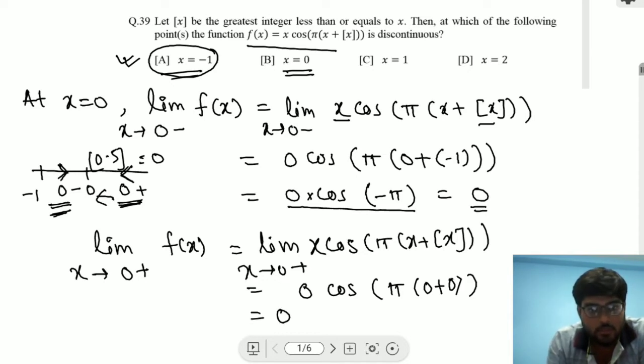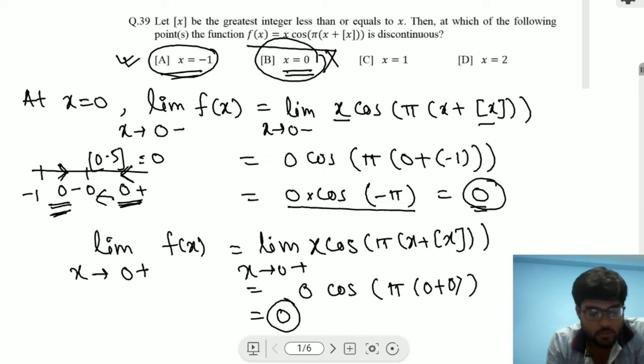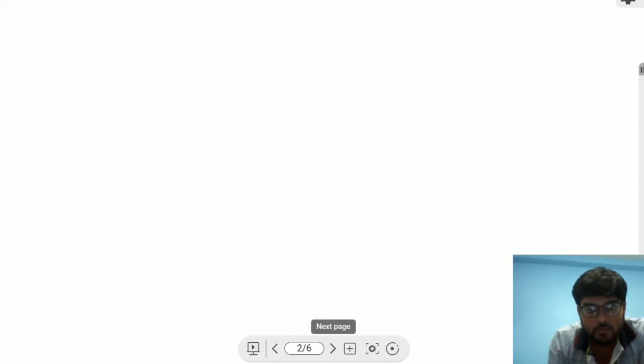So you can see that the left hand limit and the right hand limit are equal, and this is equal to 0. So in this case it will be continuous, so this is not in the answer; it is continuous at x equals 0. Now we'll check whether it is continuous at x equals 1. So we'll check on the next page.